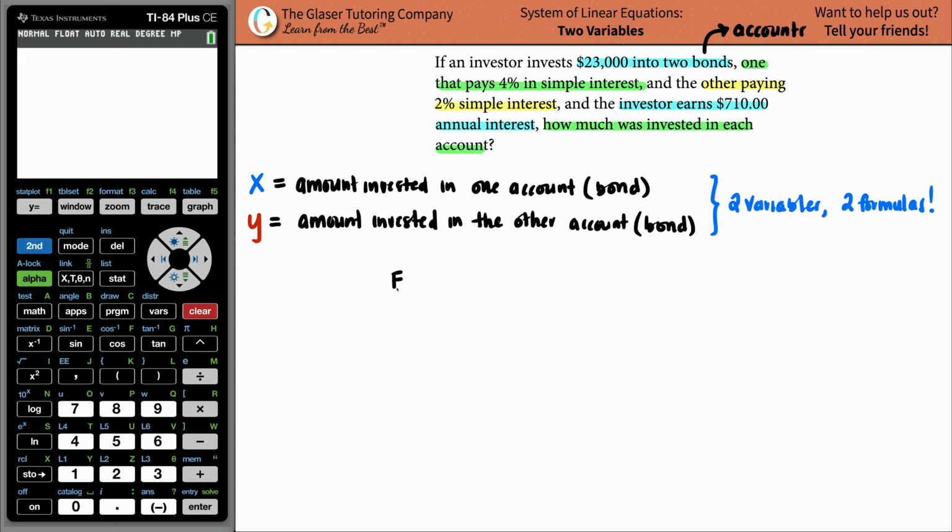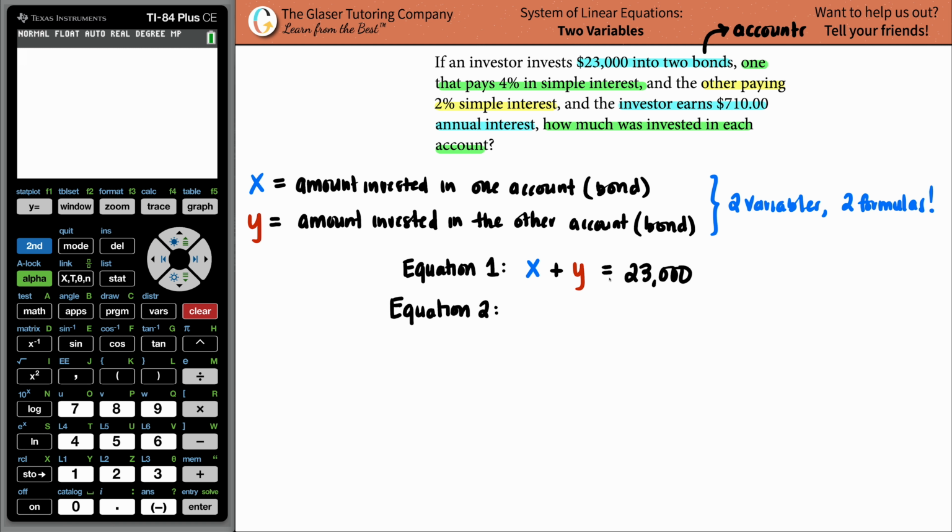Let's say equation 1. We know that if we add up together the sum, right, of the amount invested in the one account plus the amount invested in the other account would have to equal how much? Yeah, you got it, 23,000. So that was our first equation. That one was pretty easy. 50% done. We got to get the other equation, though. Two variables, two equations. So here comes equation number 2.